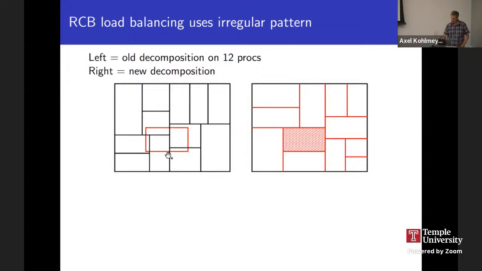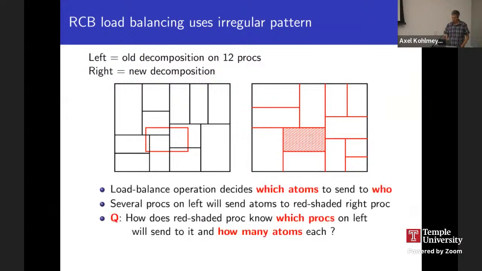All of these processors know they're going to send some of their data to that red shaded processor. The other ones know that as well. But if you're just in the new decomposition here, this processor has no idea who it's going to receive that data from, or even how many processors are going to send. That's the issue. The load balance operation typically returns a set of owned atoms, and it flags each one with a new processor that it needs to go to. So that's why you know the send part, but not the receive part.